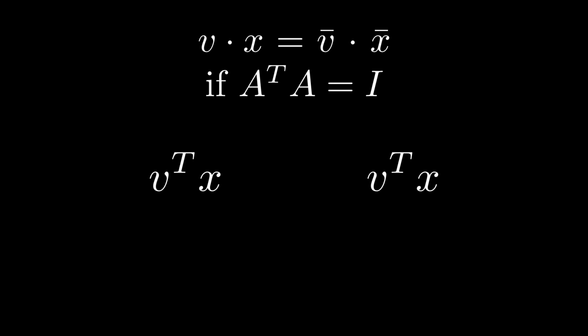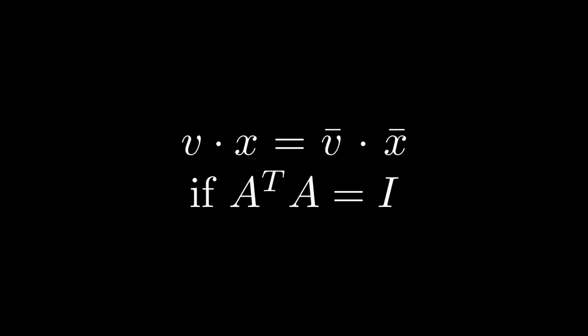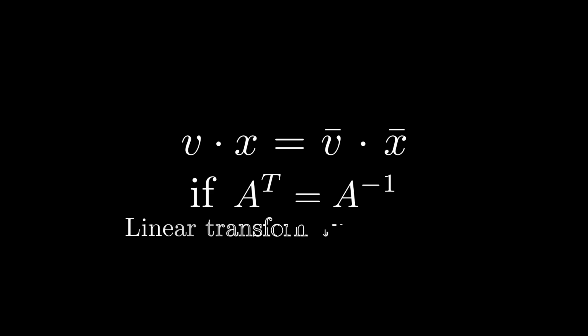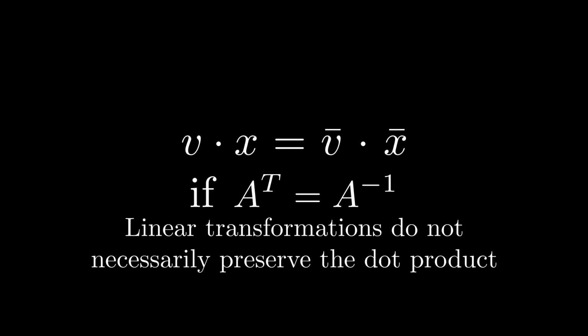And in order for A transpose A to be the identity matrix, that would have to mean that A transpose is equal to A inverse. This is not true for plenty of matrices that we could have used as A, and therefore it will not in general be true that the dot product of the transformed vectors is the same as the dot product of the original vectors. So we have our answer. Linear transformations do not, in general, preserve the dot product.